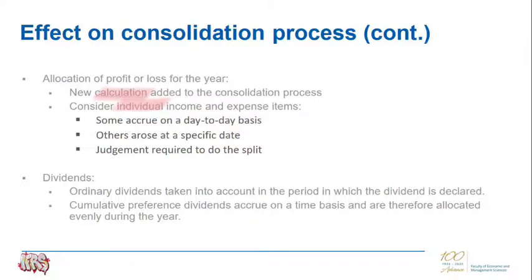Something to look out for is something like dividends. Ordinary dividends are taken into account in the period in which the dividend was declared for purposes of calculating the equity of S. Your cumulative preference dividends, however, accrue on a time basis and are therefore allocated evenly during a reporting period.